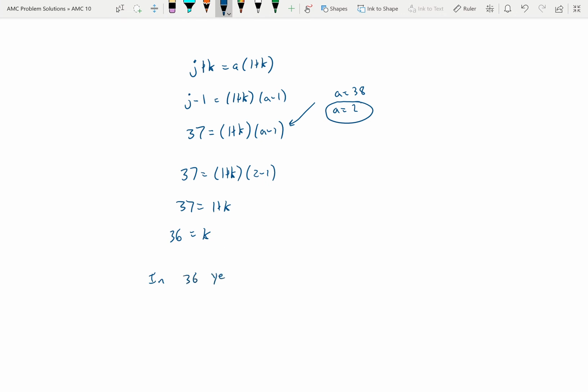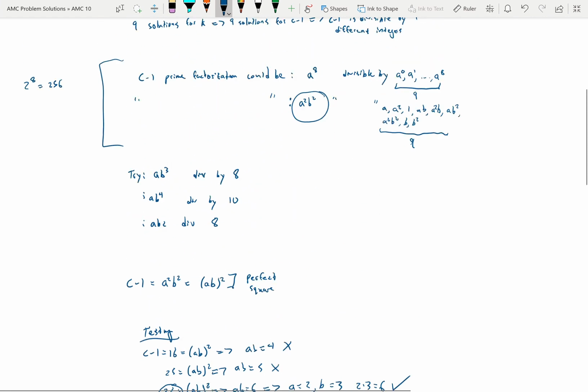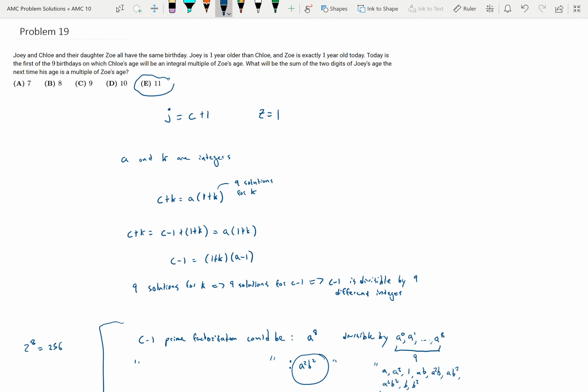In 36 years, Joey's age is going to be 38, what he is now, plus 36. So he's going to be 74 years old. So when he's 74 years old, that age is going to be an integral multiple of Zoe's age. It's going to be 2 times Zoe's age. And so I found that number, and now the problem was just asking for the sum of the digits of that age. And so I can do that. It's 7 plus 4 equals 11. And that is what we wanted to find in the end. The answer is E, 11.